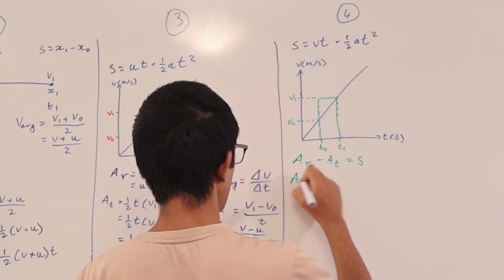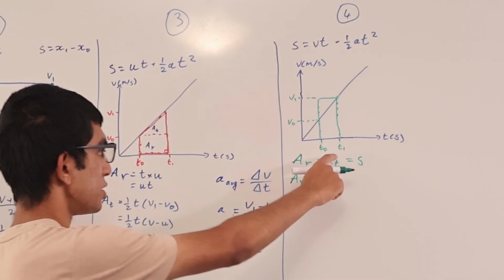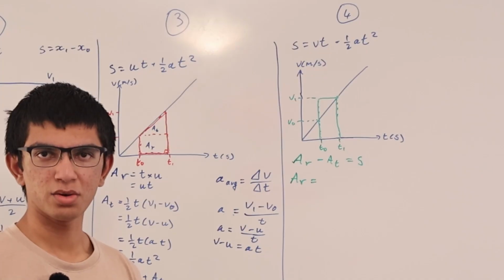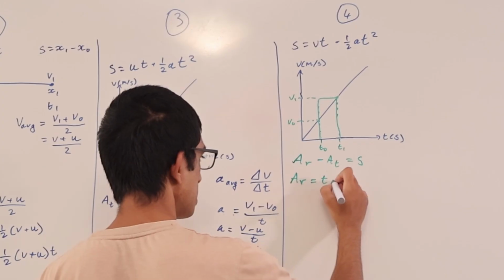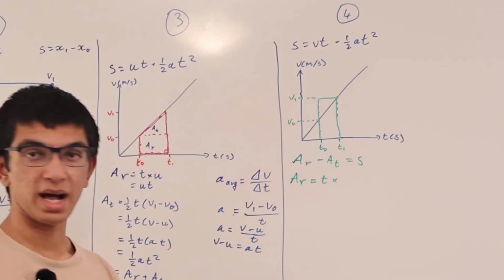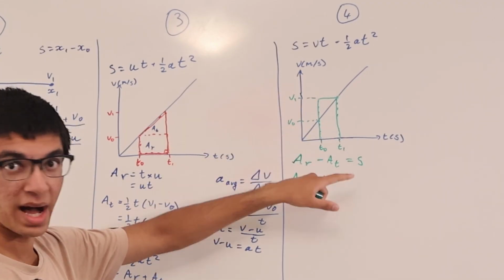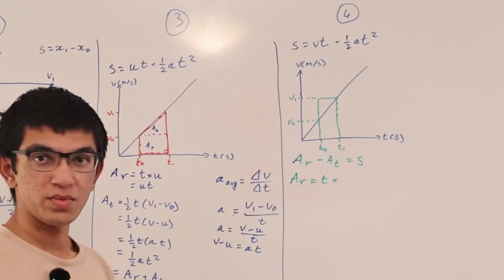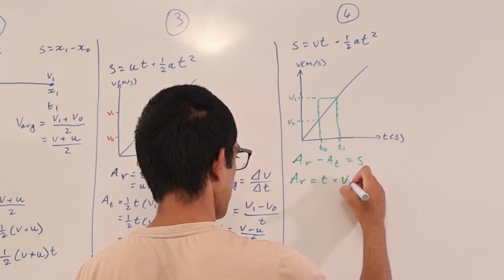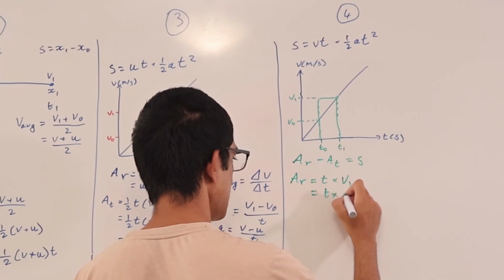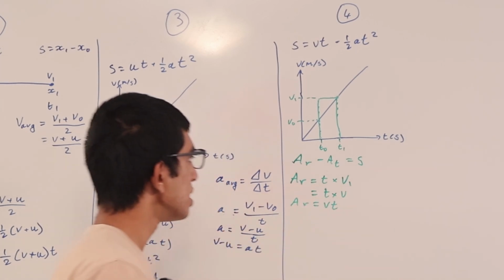Well, the area of the rectangle is base times height, and our base here is t1 minus t0, which is the time taken, so t, multiplied by the height, which is v1, and we take the full height here. And v1 is v, our final velocity. So I'll write it out here, v1, which is t times v, which is Vt, that's AR.